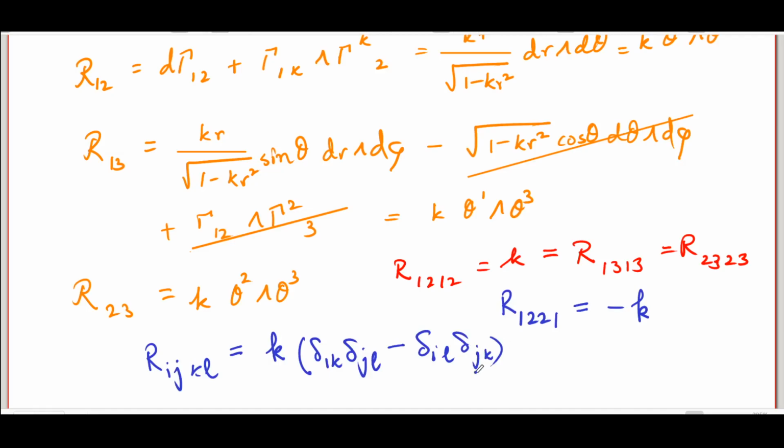So this summarizes all the components which the Riemann-Christoffel tensor has for this particular metric. The fact that all the non-zero components are either k or minus k, at least for this particular choice of basis, is behind the special significance of this kind of metric. This actually is called a metric of constant curvature.